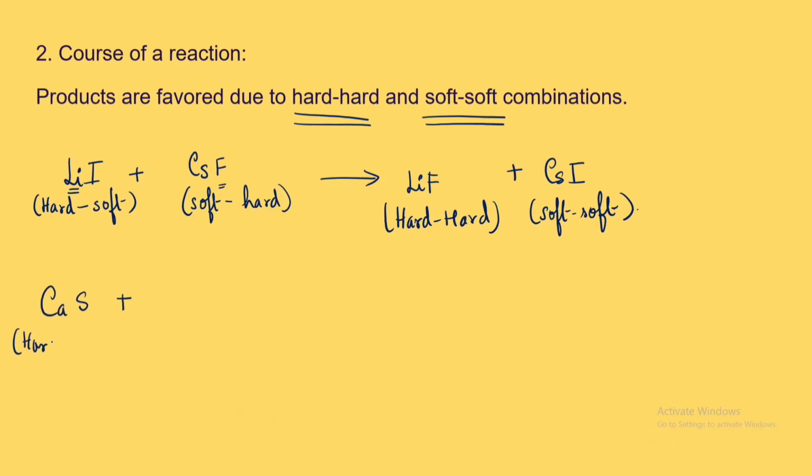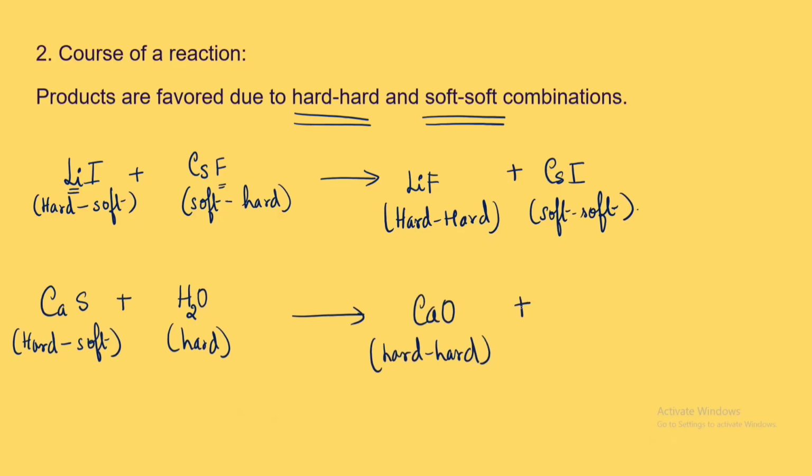So similarly, I can also take other examples, like calcium sulfide. It is very clear calcium is a hard acid and sulfide is a soft base. Treat it with water. Water is a hard base, right? Because oxygen is a highly electronegative atom. Whenever the donor atom is highly electronegative, those bases are hard bases. So we have calcium oxide, which is again hard and hard, right? Calcium is a hard acid, oxide is a hard base. Along with that, you have H2S as the product, right?